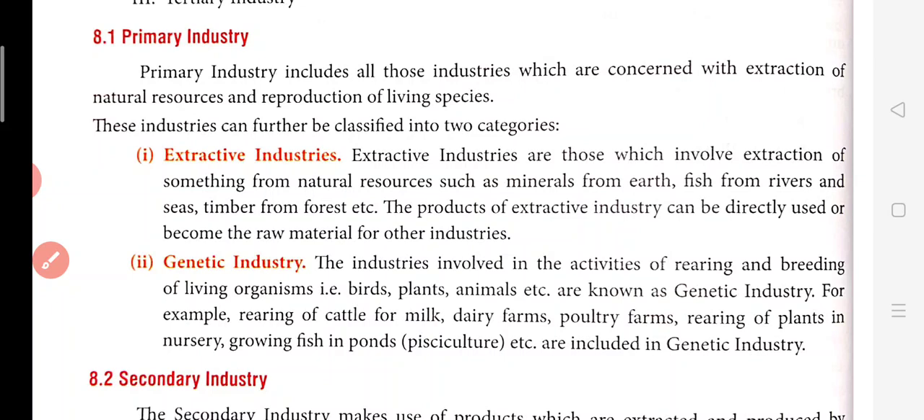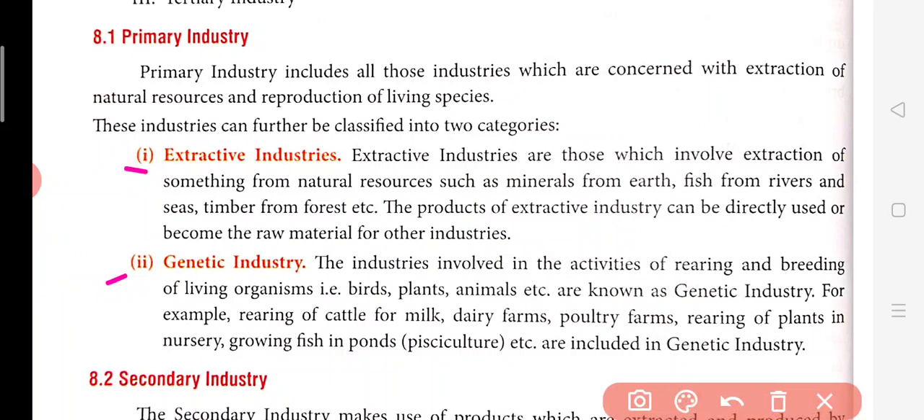Okay, genetic industries. Basically, genetic engineering came out of my mouth. So genetic engineering also belongs to the same industry. Those who do genetic engineering go in the genetic industry. Let us discuss one by one now.